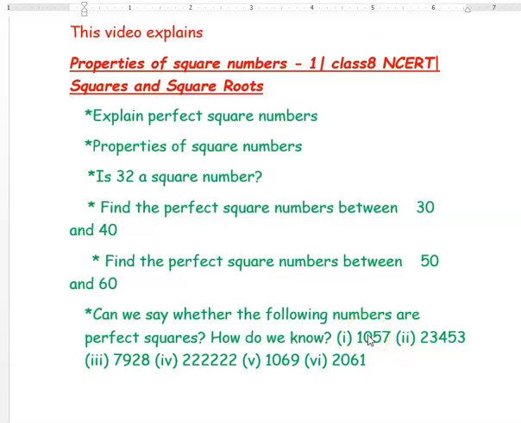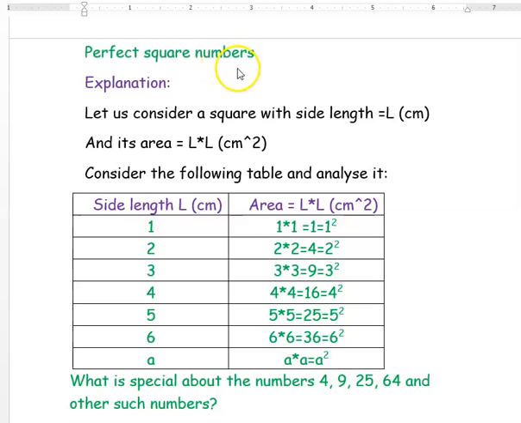In this video, we are going to see perfect square numbers, properties of square numbers, and a few examples on finding whether the given number is a square number or not. Now let's see what perfect square numbers are.